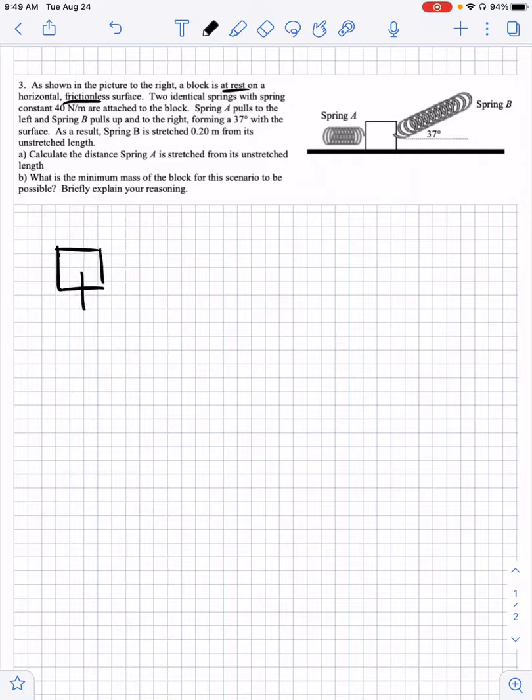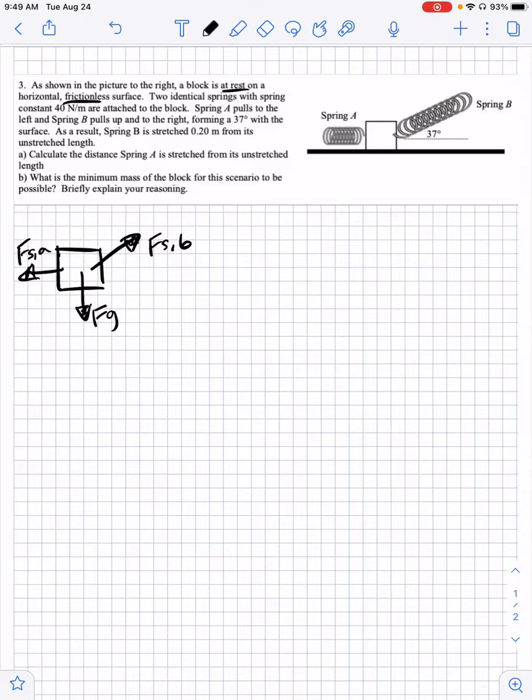So we have the weight that goes down, we have the spring A that's going to the left, force of the spring, and we'll put a little comma A there. Now we have the spring that is to the right, but it goes at a 37-degree angle there, so force of spring B. And we also have a normal force because it is in contact with the surface.